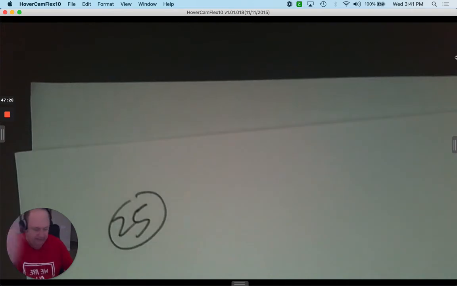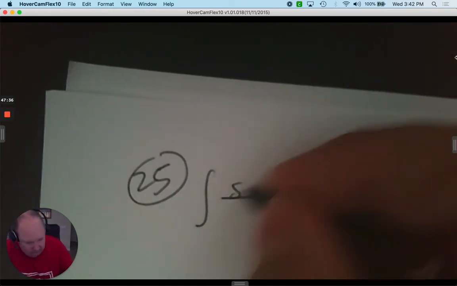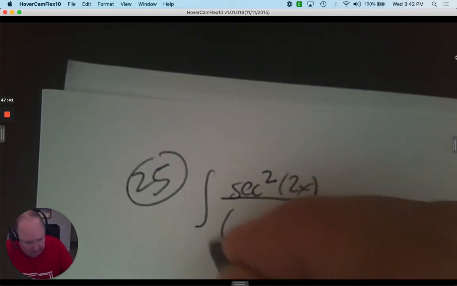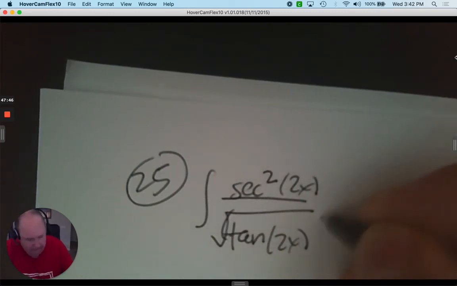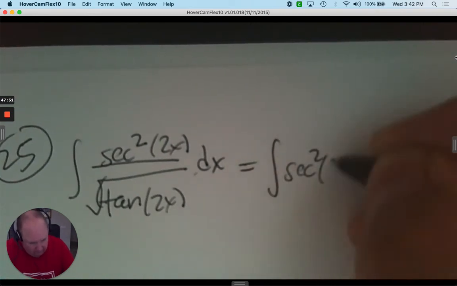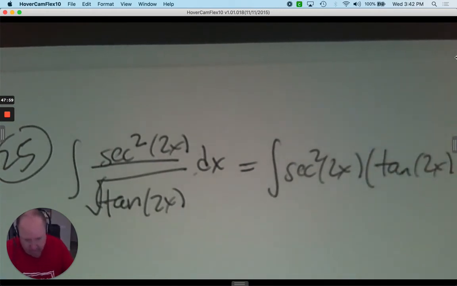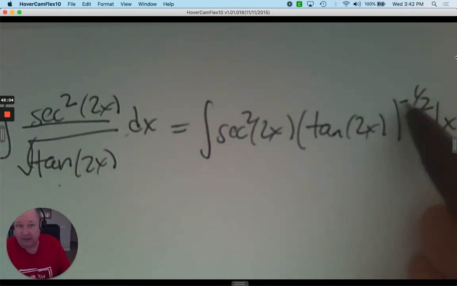For number 25, integrate secant squared 2x and the square root of tangent 2x. So this feels like a make it calculus friendly kind of question. So I have secant squared 2x and then tangent 2x all to the exponent negative a half. Yeah. So the square root in the denominator is written as negative a half.